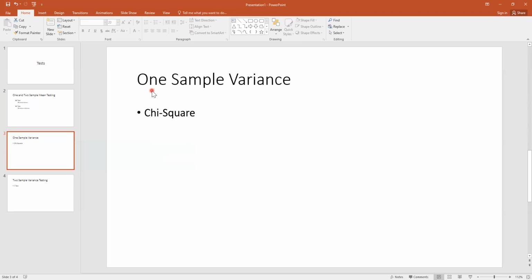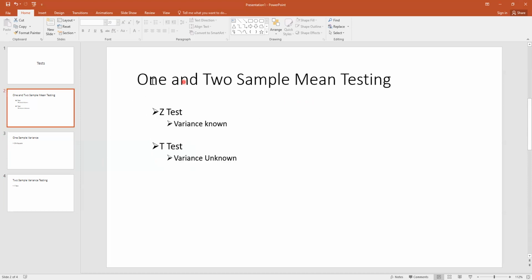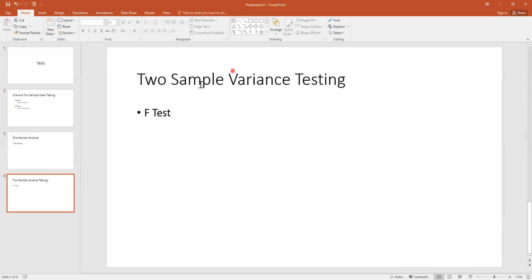But just remember here, if you want to test one sample variance, choose the chi-square. And if you want to test two sample variances, then the appropriate test is the F-test. So apply the F-test whenever you want to test two sample variances or the equality of two variances. So what we learned in this lecture: we have Z and T tests for mean testing, either one sample or two sample. For one sample variance testing, we have the chi-square test, and for two sample variance testing or the equality of variances, we have the F-test.